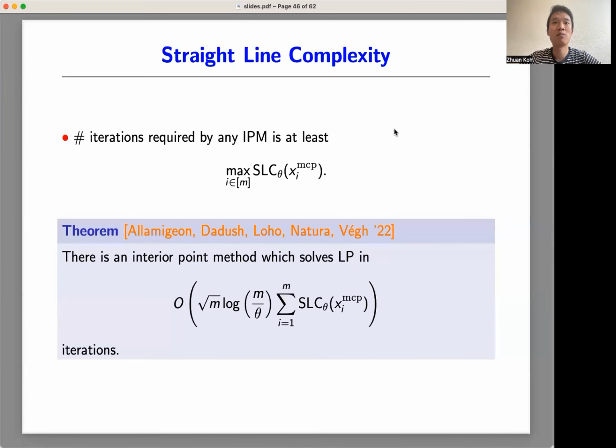Remarkably, recently Allamigeon, Dadush, Loho, Natura, and Végh designed an interior point method whose number of iterations is the sum of the straight line complexity of every coordinate of the max central path, up to a small polynomial overhead. Note that this running time bound depends on the neighborhood size theta. When theta is close to 0, meaning that the neighborhood is big, then the straight line complexity is small, but the log term blows up. On the other hand, if theta is close to 1, meaning the neighborhood is small, then the log term is small, but the straight line complexities can be big.